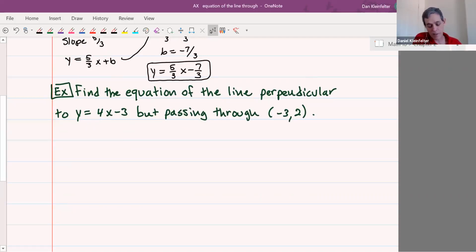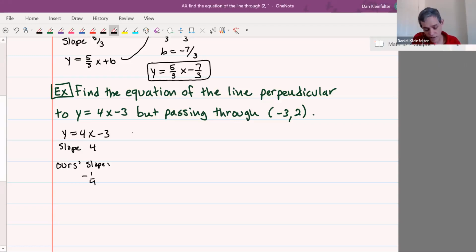point -3, 2. So the one that we're supposed to be perpendicular to is this y equals 4x minus 3. Its slope is 4. So ours will need to be -1/4, the negative reciprocal. Now this kind of has degenerated into a question where we're given a point and slope and we want the equation of a line. So let's go ahead and do that.